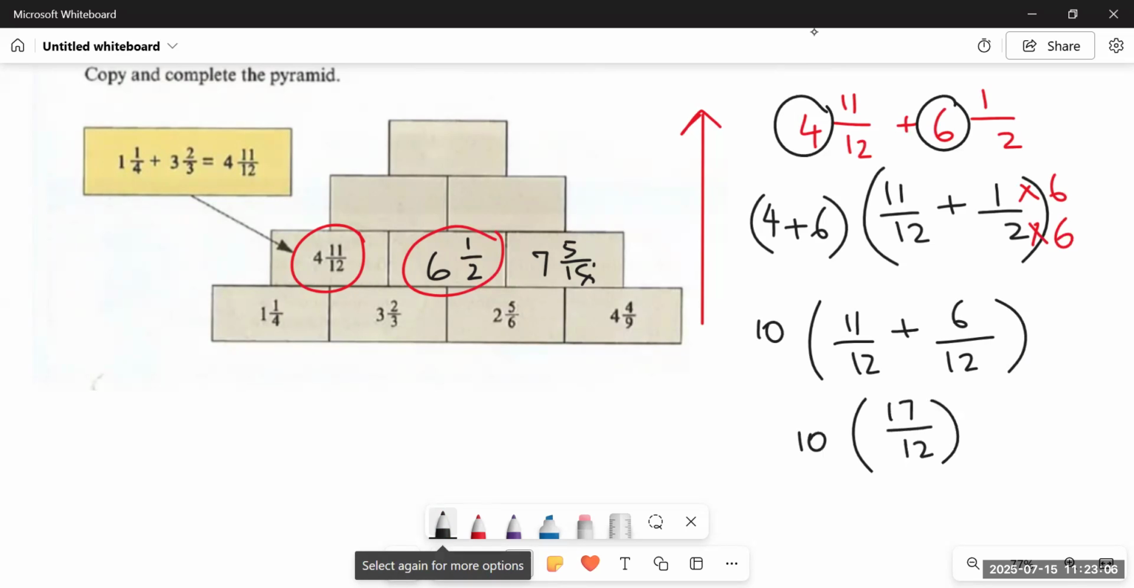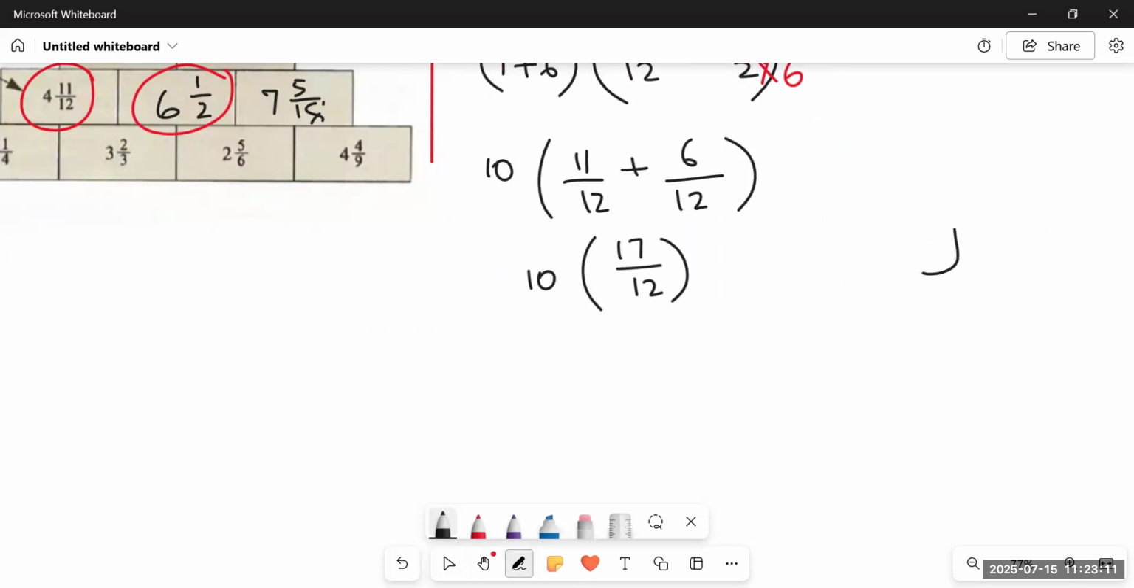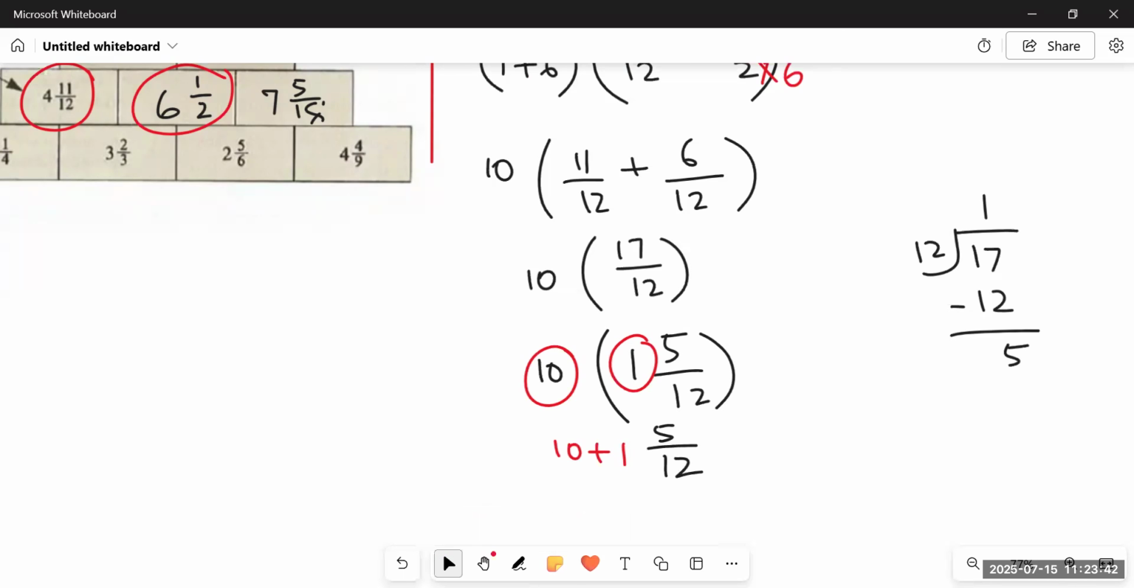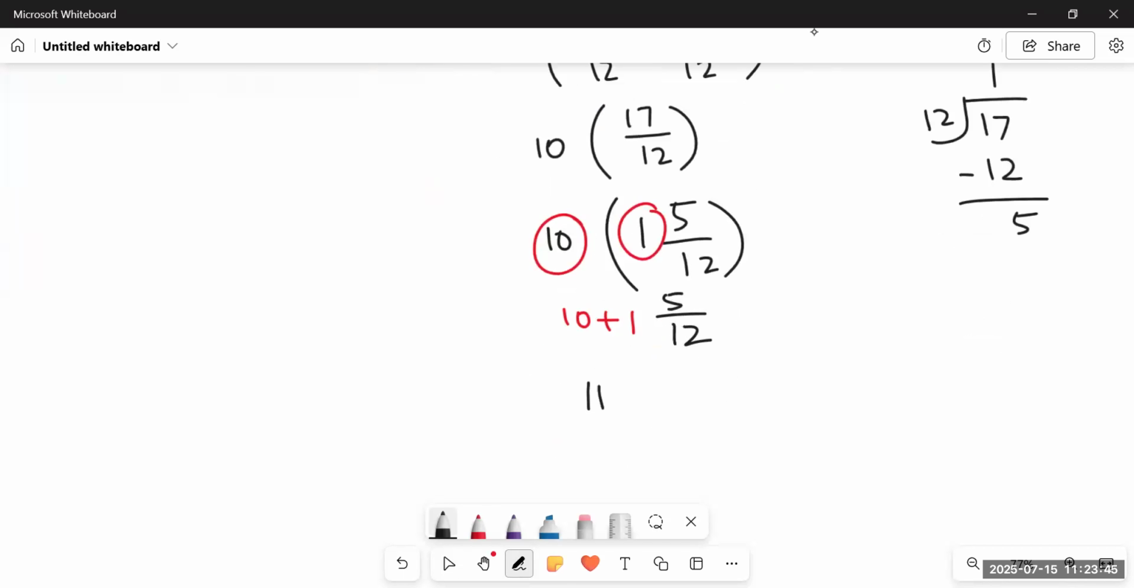Now you can see that since 17 is already greater than 12, we have to convert it into a mixed number, which is 12 ones are 12, and here comes 5. So what do we have now? 10, 1 whole, 5 upon 12. After adding their fractional parts, we still have a whole number. So what are we going to do? We will add 10 with 1, which is 11. The mixed numbers get added if we still have a whole number in the fractional part. So it becomes 11 whole 5 upon 12.